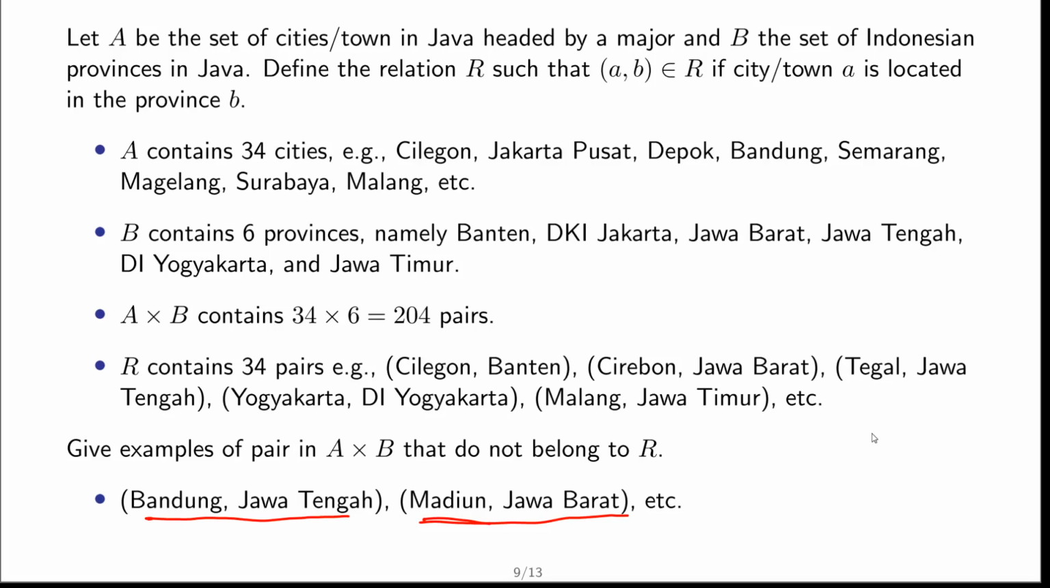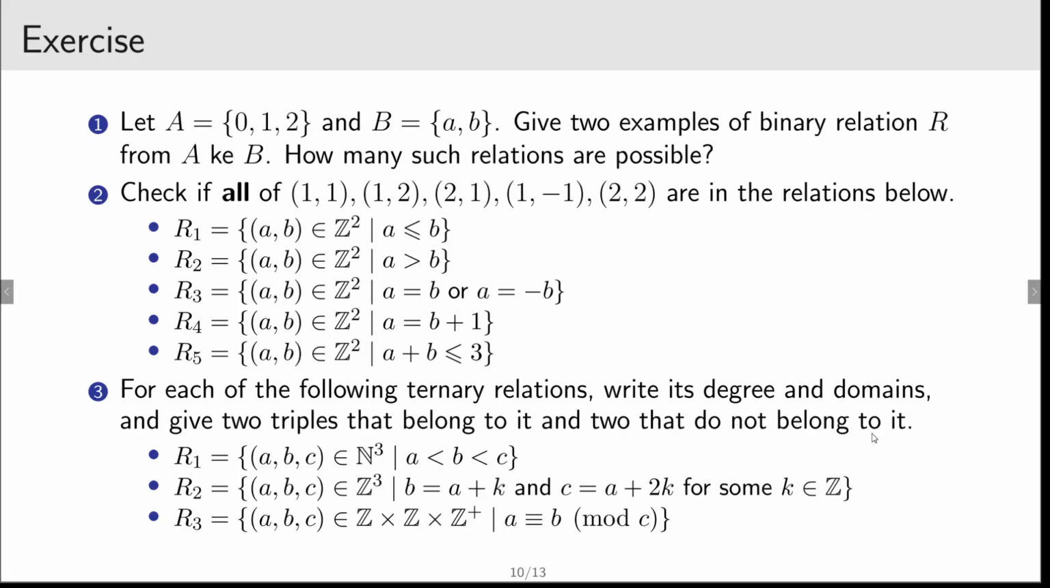So, to test your understanding, let's do one other exercise. So here we have 3 questions. The first one, you have to give 2 examples of binary relation from A to B, where A and B are given there, and count how many such relations are possible. In other words, given A and B, how many possible relations could be formed over these two sets?